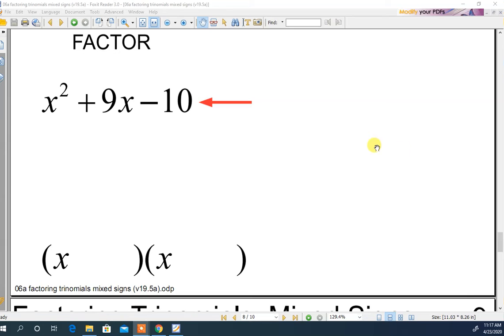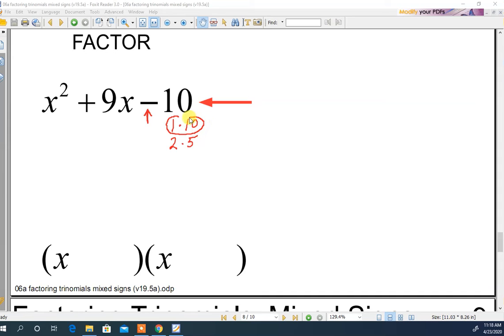We've got to find one that's a mixed sign. Okay, this is going to be a mixed sign. I know it's a mixed sign because of this negative right there. That means it's going to be a negative positive, so this is why it's a mixed sign. And let's go with 1 times 10, 2 times 5. Okay. So 1 plus 10 is 11. 10 minus 1 is 9. So it's going to be this guy right here. This one will get me to a 9.